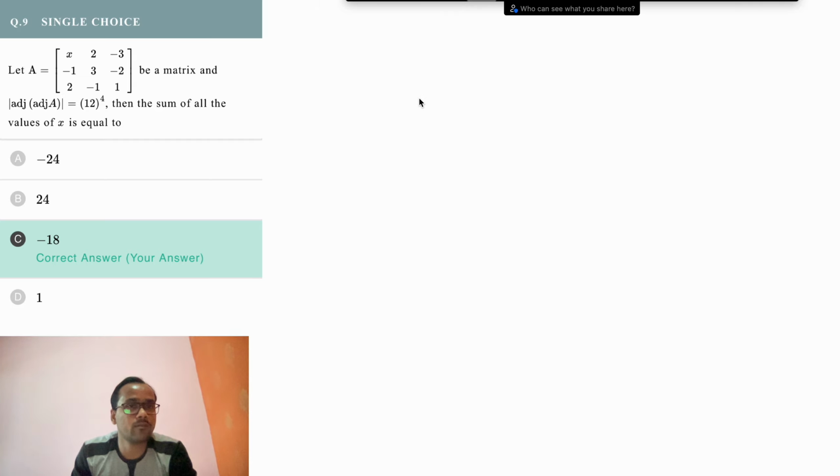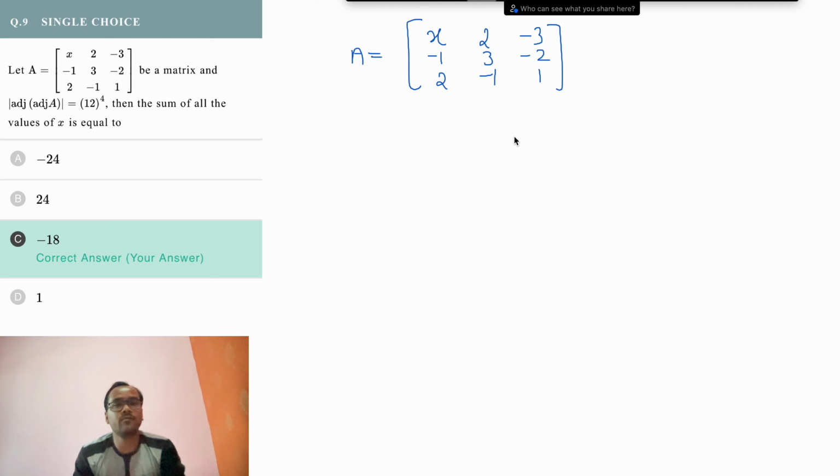Question number 9. Let A be a matrix given to us. Matrix A is [x, 2, -3; -1, 3, -2; 2, -1, 1]. Fine. One thing is given: the adjoint of adjoint A determinant.